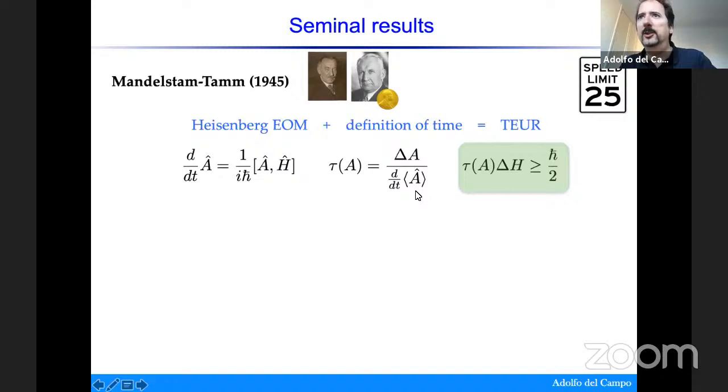Combining this definition with the Heisenberg equation of motion, just using Cauchy's inequality, you arrive at the famous time-energy uncertainty relation. And in their work, they went one step beyond. They say, let A be the projector on the initial state. And then you are looking at how the time-dependent state differs from the initial state. And this is really the notion of quantum speed limits. So their work was pretty way ahead, I would say.